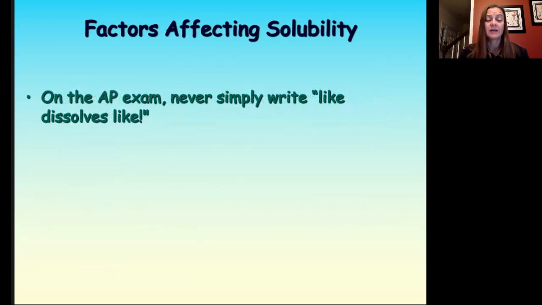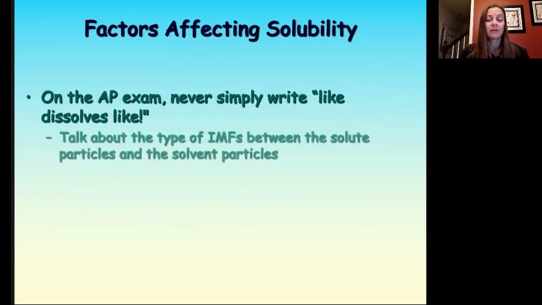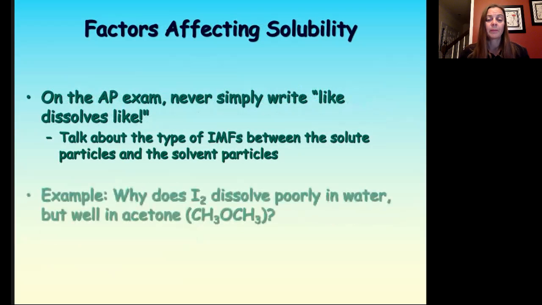But on the AP exam, you can never simply write like dissolves like. You have to talk about the type of intermolecular forces between the solute particles and the solvent particles. So for example, why does iodine dissolve poorly in water but well in acetone? Let's think about the types of intermolecular forces.